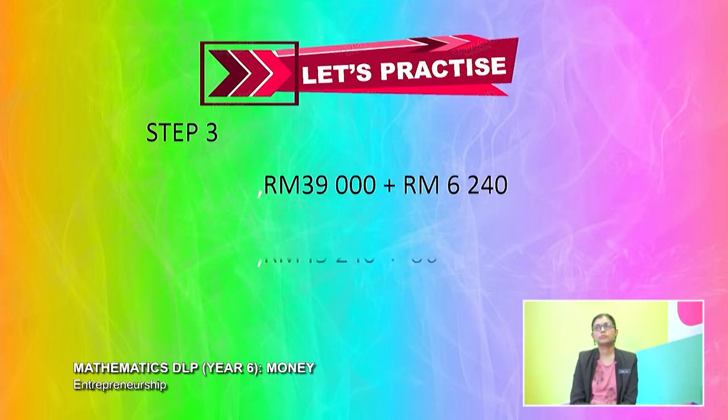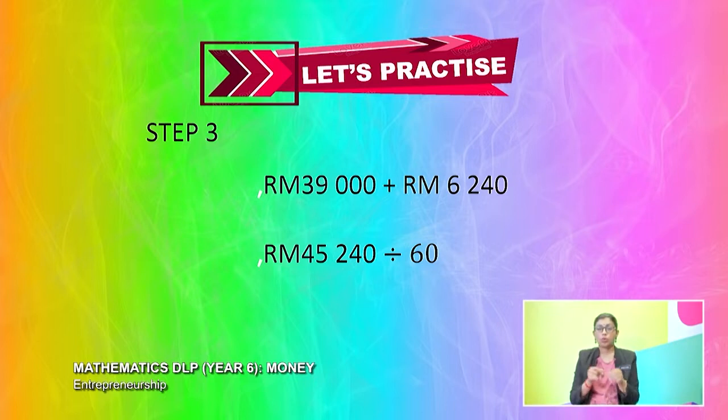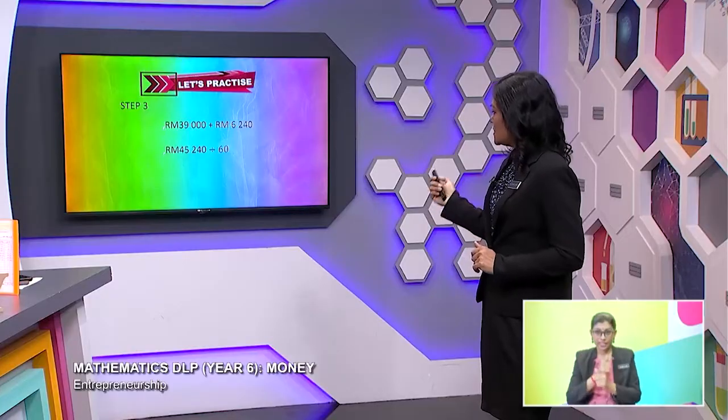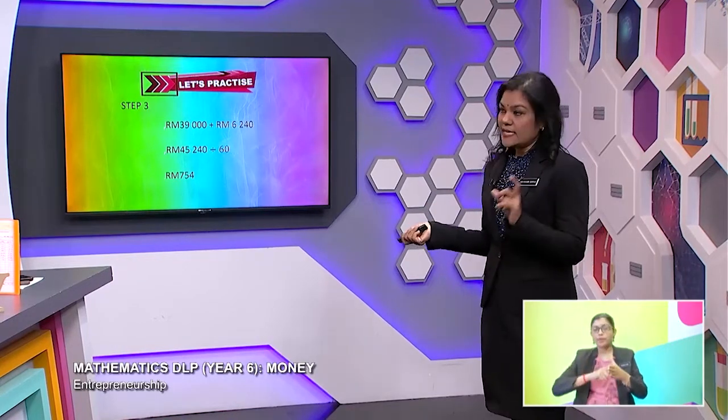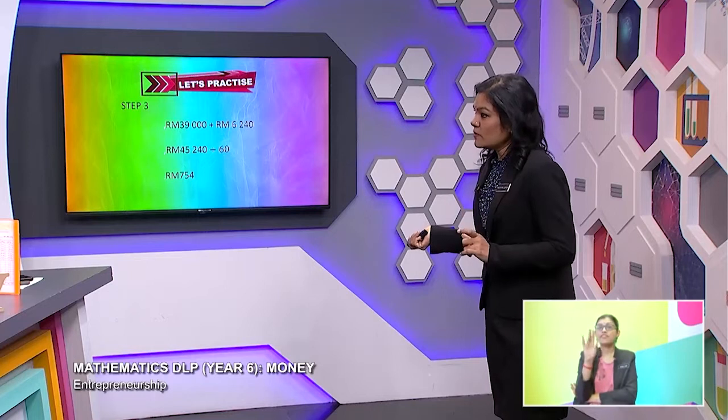Step 3, we proceed with, we plus with the balance cash, that is 39,000. We plus with the interest, that is 6,240. So it's about 45,240. And then we divide it by 60. Why? 5 years, they are 12 months each. You times with 5, they are 60 months. Once you divide the total, you will get 754. That is the monthly installment that Mr.